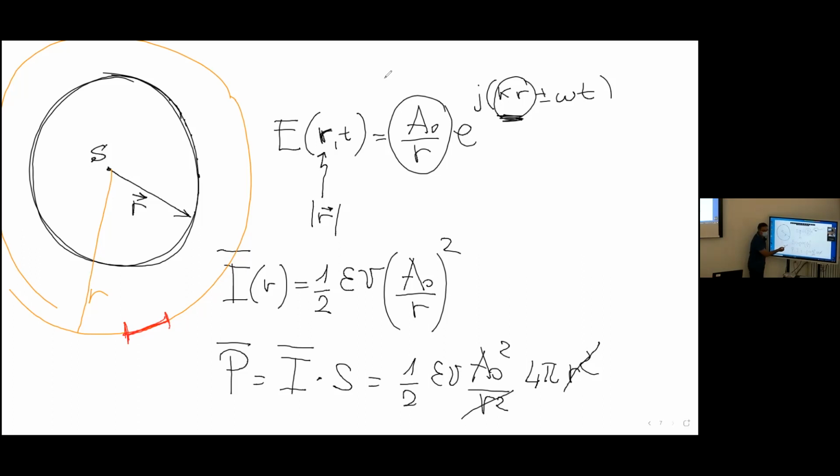And the approximation is better and better the larger the distance from the source. If you have a large distance from a source, the wave will be almost plane. Okay? If you are close to the source, you will see that there is a strong spherical shape. Okay, so this sums up our knowledge about intensity.